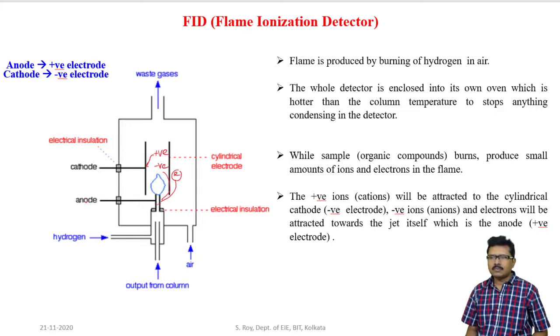Means in the outer circuit there will be a flow of current. Now the magnitude of that flow of current will depend on the formation of positive ions, negative ions and electrons inside the detector. The strength of ion formation will depend on the concentration of the sample. So the current through the circuit ultimately will give the indication of the sample to be detected. The magnitude of the current will give the strength of the sample, means the concentration of the sample. So this is how the flame ionization detector works.